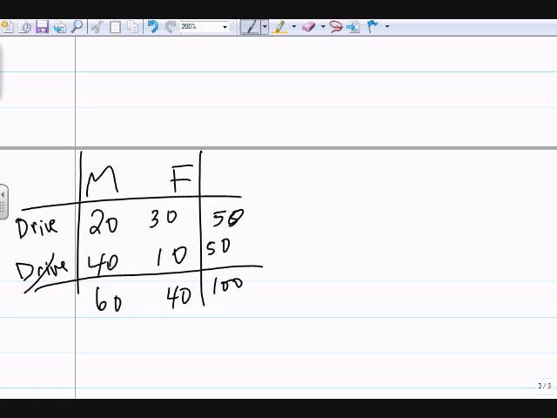Okay, so those were the numbers that I gave you yesterday. And off of this, let's see if we can figure out the probability that I pick a student at random and they're male. What was that? 60 out of 100. Probability that I choose a female who drives.